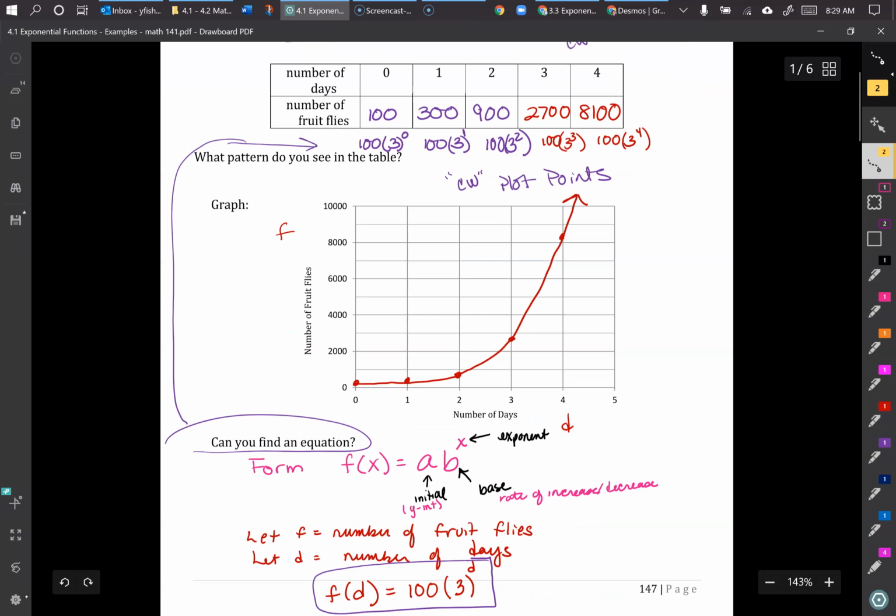Once we look at this, the initial value is our a, our coefficient, to the base with the exponent. And I make sure I declared my variables. I also have my base, which is the rate of increase or decrease. Now this one is a triple, so you could think it increases 300% each time, or as a decimal, 300% is 3. And the d we're just going to leave as the exponent, the variable.